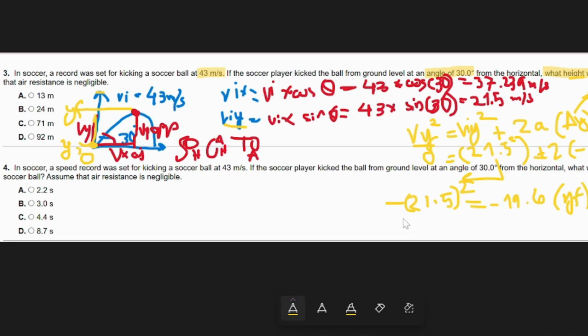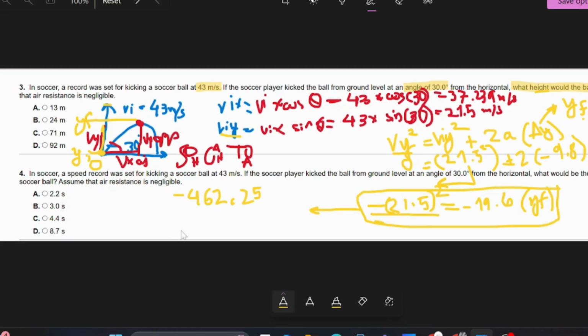Let's also simplify this. Negative 21.5 squared gives us negative 46.25 after squaring 21.5, and we're going to make it equal negative 19.6 times y final, and then divide both sides by this number, negative 19.6, and also over here, negative 19.6.